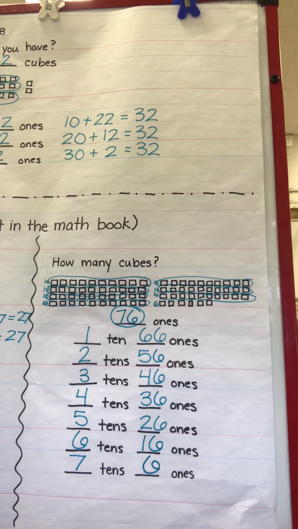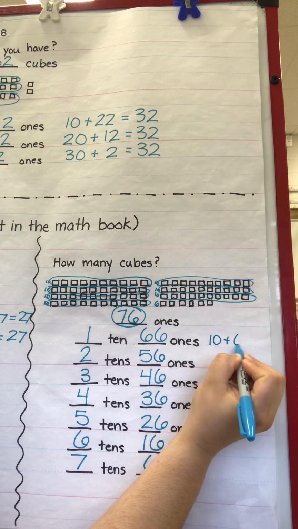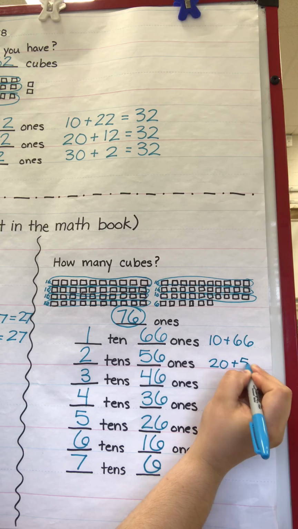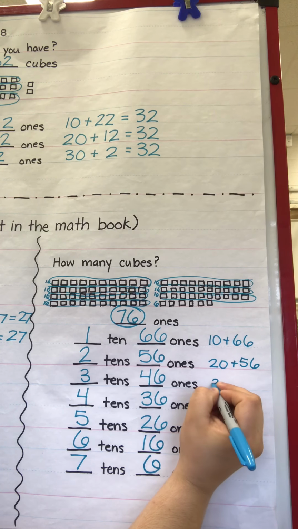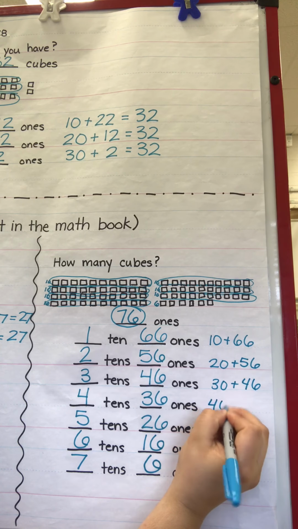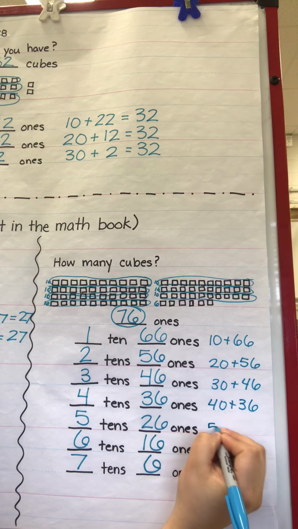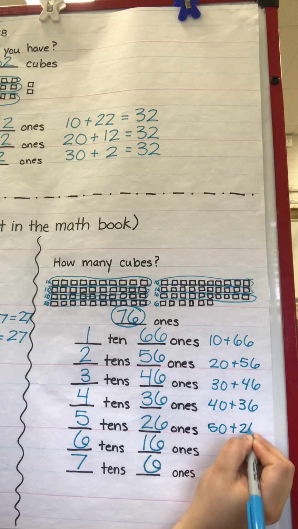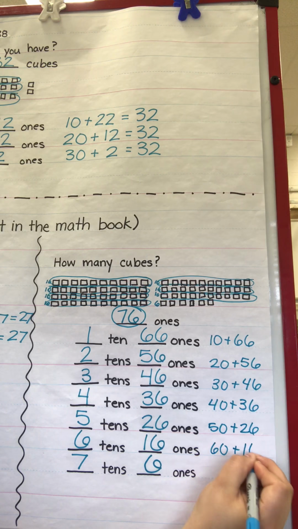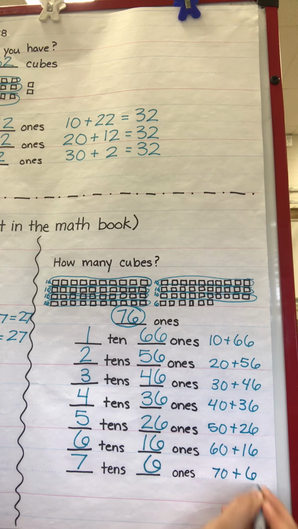So again, if you were to break this down into addition problems, you would have 10 plus 66, 20 plus 56, 30 plus 46, 40 plus 36, 50 plus 26, 60 plus 16, and 70 plus 6.